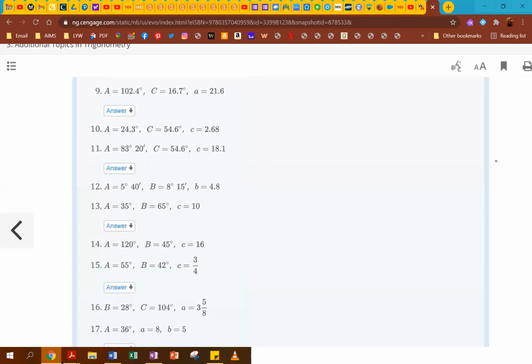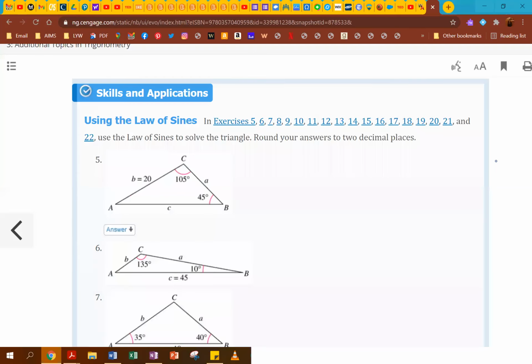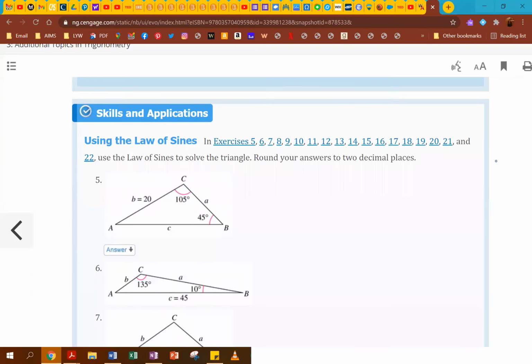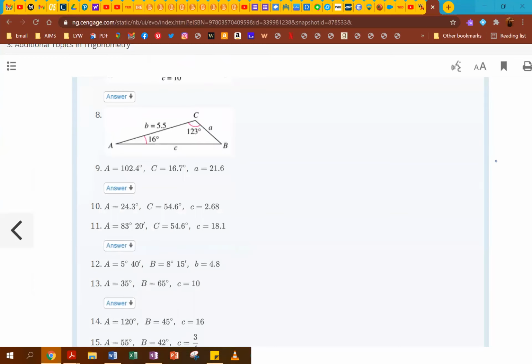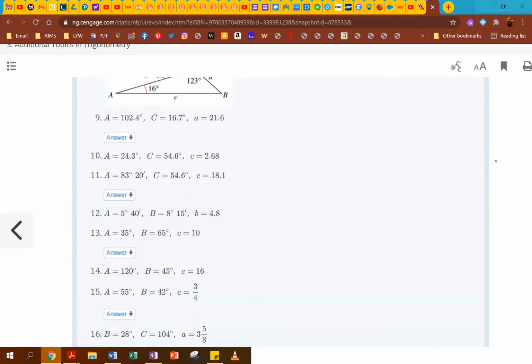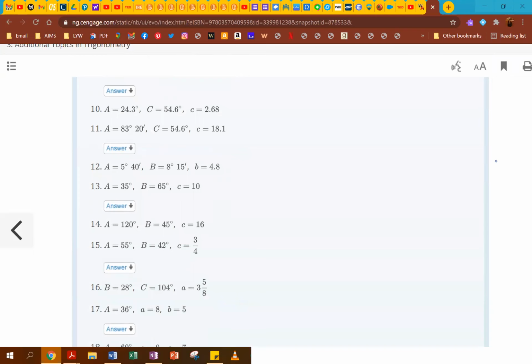2.68. Now, if you look at the instructions for this, basically they're telling you to use the law of sines to solve the triangle. And the rounding is for 2 decimal places. So solve the triangle means find the missing angles and find the missing sides, basically.